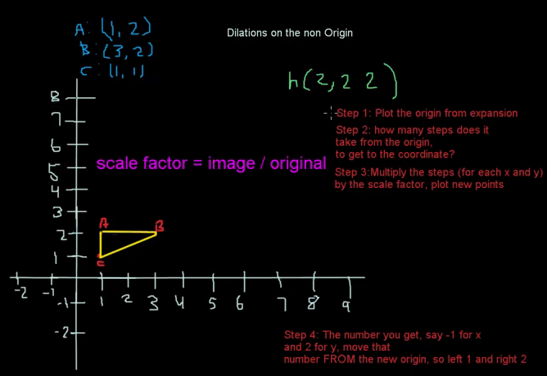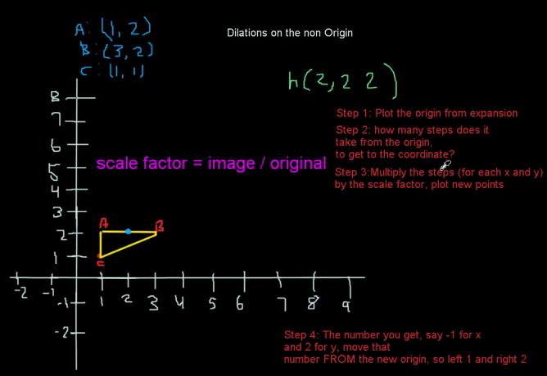These are the steps, so step 1, 2, 3, and 4. Step 1, you have to plot the origin of expansion. The origin of expansion is 2 and 2. So we're going to plot that. 2 and 2 would be right over here. Just going to change the color. You don't need to label anything, just plot it and know where it is.